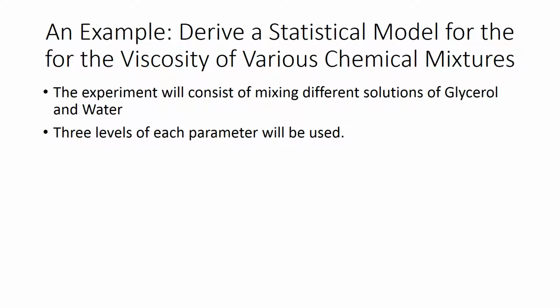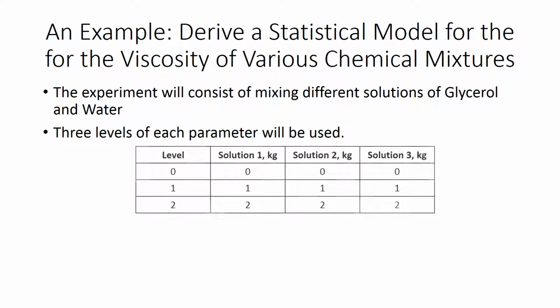It's easiest to understand the Taguchi method by looking at an example where we want to come up with a statistical model that can predict the viscosity of various chemical mixtures. The chemical mixtures we're going to be looking at will be blends of glycerol and water. And we're going to look at 3 different solutions of glycerol and water, each with a different composition. And we're going to test 3 levels of each of those parameters.